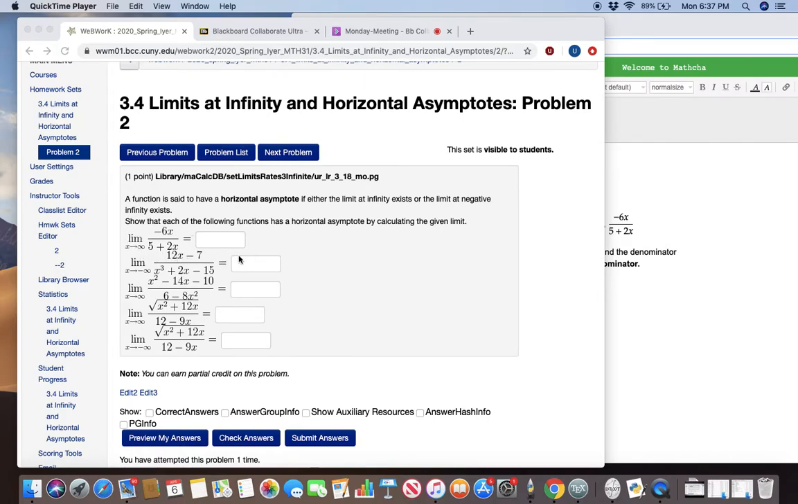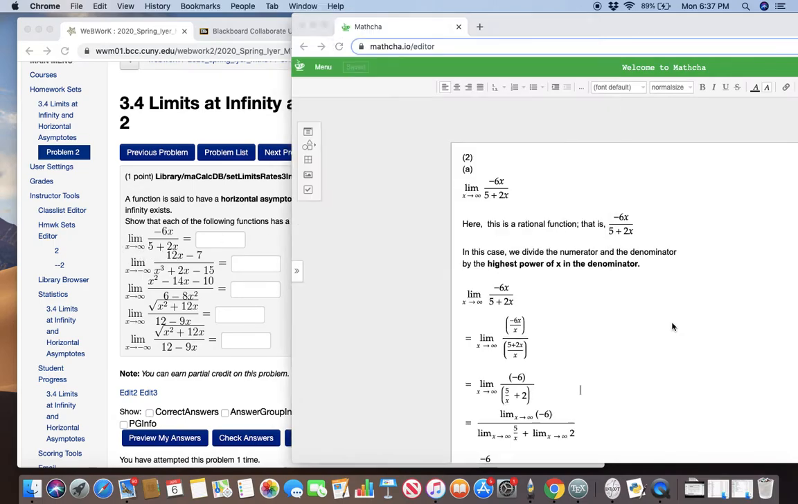My first example is negative 6x over 5 plus 2x. I'm taking the limit as x approaches positive infinity. This is a rational function, that is a polynomial over a polynomial. So in limits to infinity or negative infinity, the way you approach a rational function is you divide the numerator and denominator by the highest power of x of the denominator.